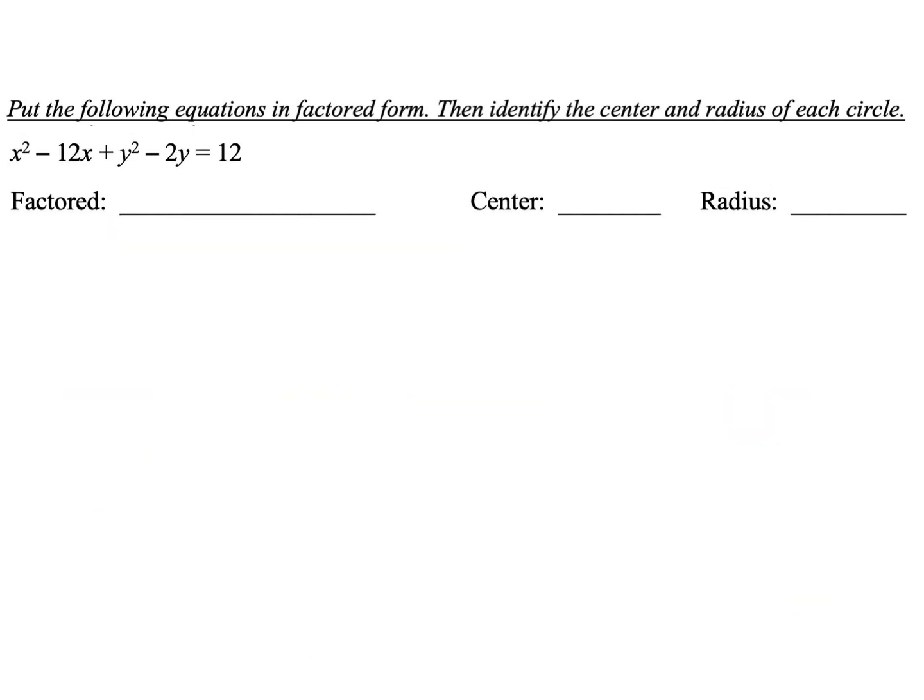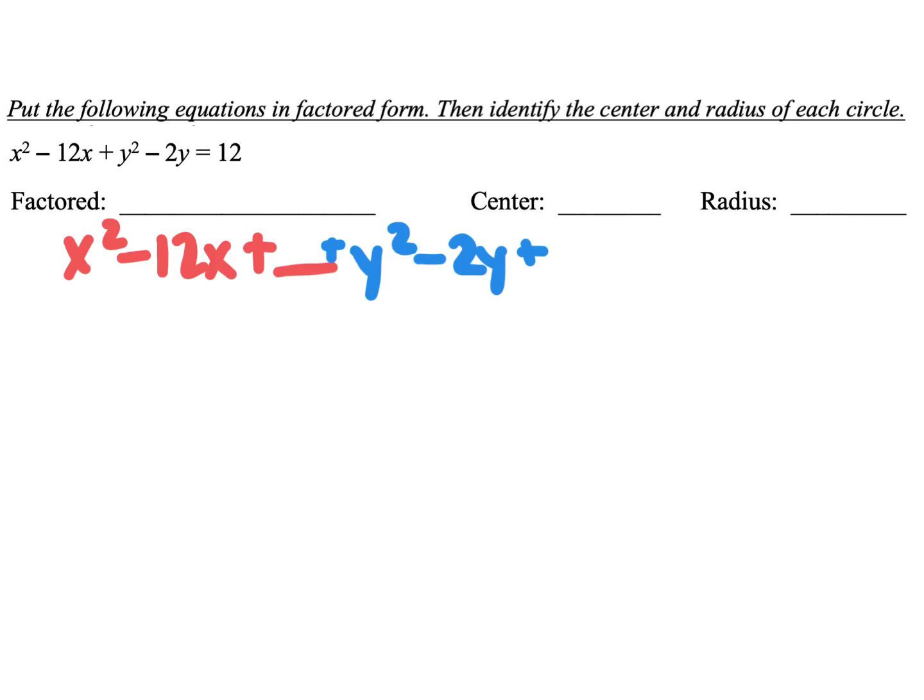In my last problem, I again split it into the x and the y part. So I have x squared minus 12x plus the blank. The y part is plus y squared minus 2y plus the blank. And it equals 12 plus the x part plus the y part.